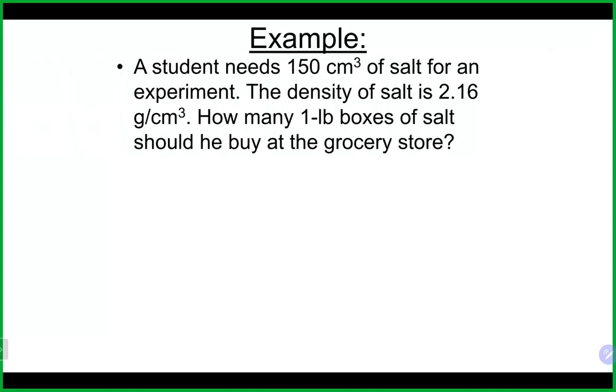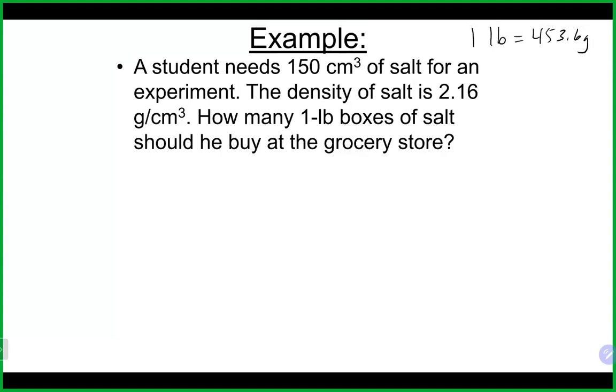All right, one last one here. Perhaps a student needs 150 cubic centimeters of salt for an experiment. The density of the salt is 2.1 grams per cubic centimeter. How many 1 pound boxes of salt would they need? Something that you do need to know: 1 pound is 453.6 grams. All right, take a moment there and see what you come up with.